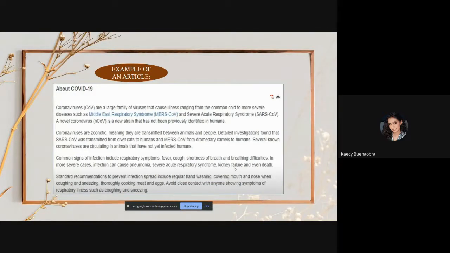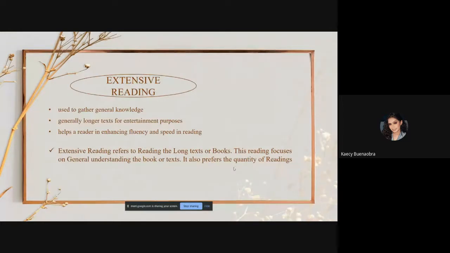And the last reading style, can you please read, Miss Erlene? Are you here? Okay, thank you, Miss Erlene. So extensive reading is used to gather general language, generally longer text, for entertainment purposes. Extensive reading helps a reader in enhancing fluency and speed in reading.